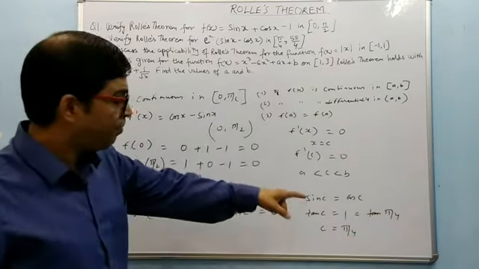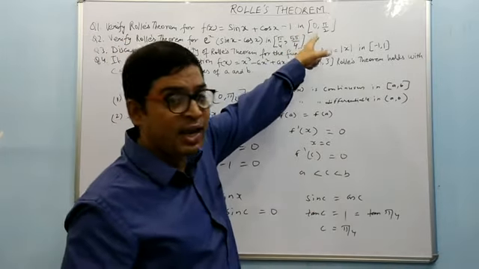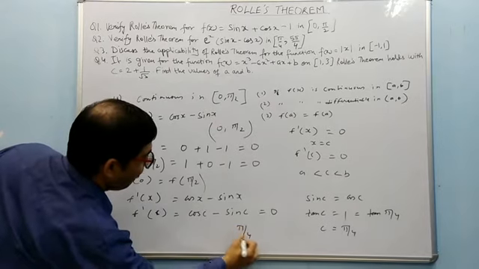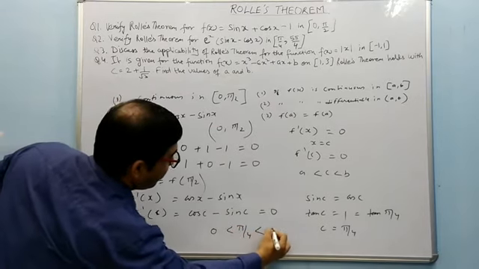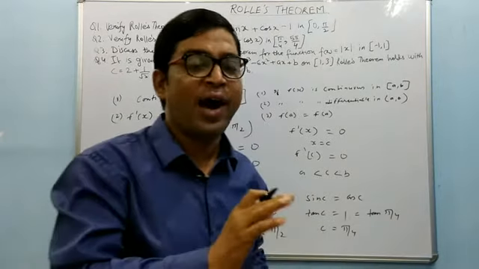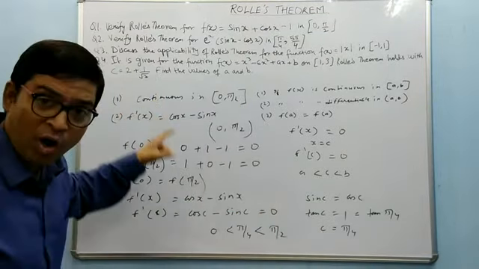Definitely you see that pi by 4 is lying between 0 and pi by 2. So this pi by 4 is between 0 and pi by 2. So we can say Rolle's theorem is verified. So you just got how to write.